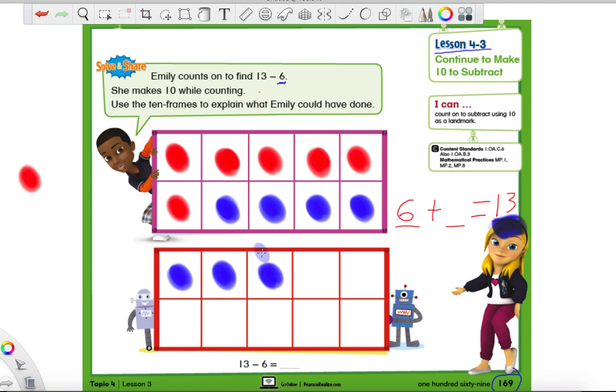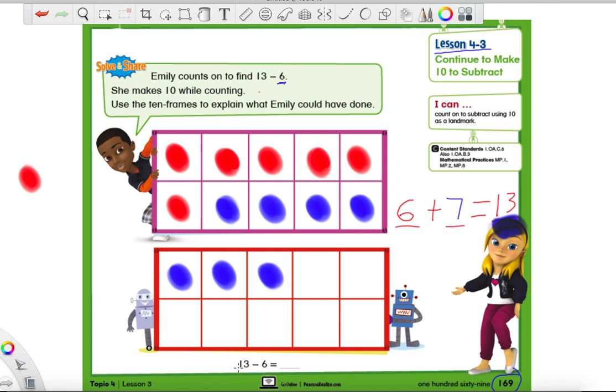So I stop. And all I have to do is count the blue circles that I made. 1, 2, 3, 4, 5, 6, 7. So my answer is 7. That was my missing part.